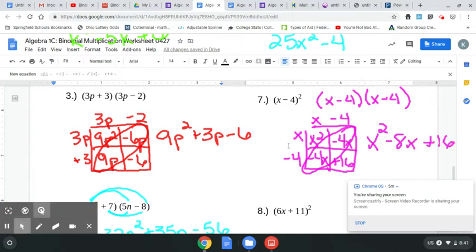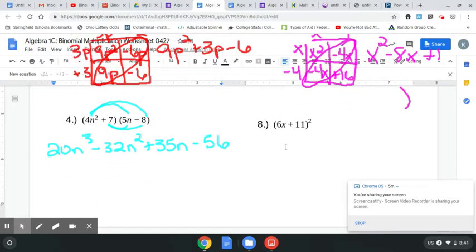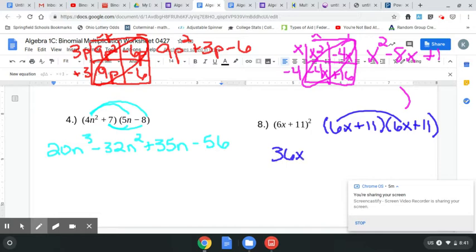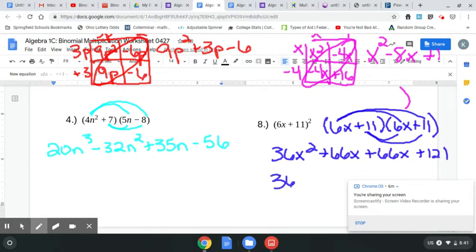And finally, last but not least, 6x plus 11 squared. So I got to rewrite this one twice. 6x plus 11 times 6x plus 11. I believe I'm foiling on this one. 6x times 6x gives me 36x squared. 6x times 11 is 66x. 11 times 6x is 66x. And 11 times 11 is 121. Big numbers here. 36x squared does not have a like term, so it drops down. 66 plus 66, I believe, gets me 132x, plus 121. That did not have a like term.